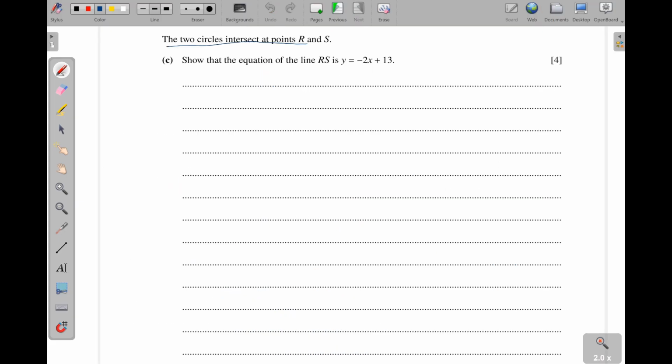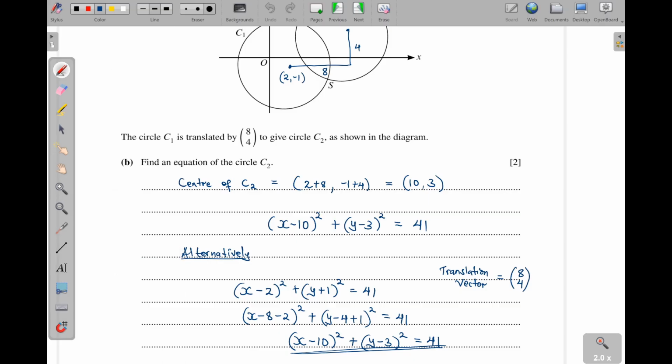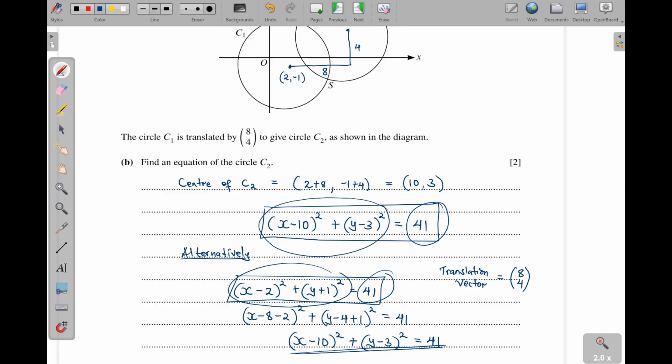Next, the two circles intersect at points R and S. Show that the equation of the line RS is that one. So we are supposed to solve the two equations here simultaneously. Okay? We have this one here and this one here. Okay? We solve them simultaneously. But since all of them are equivalent to 41, all I'm going to do is to get this one and then I equate it to this. Then I expand, automatically we shall get that equation out.